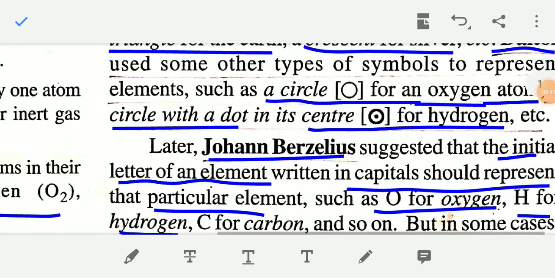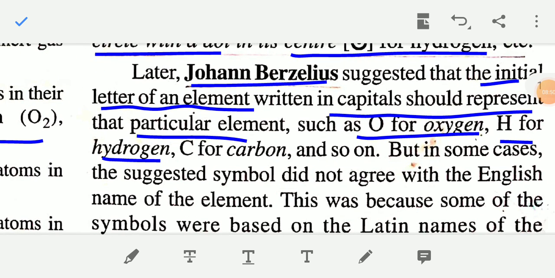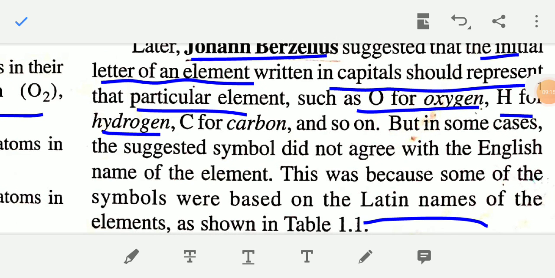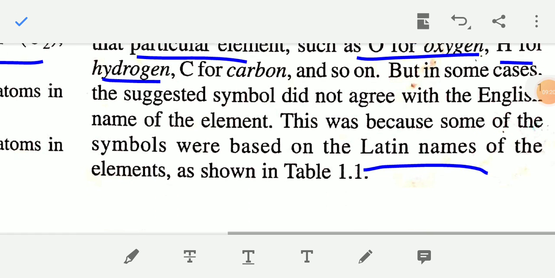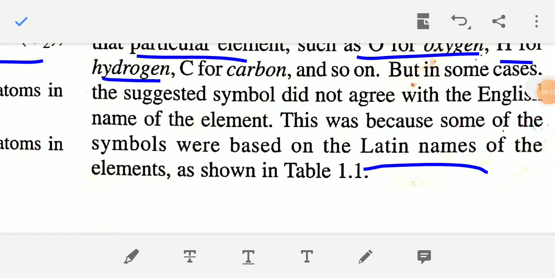Later, Johann Berzelius suggested that the initial letter of an element, written in capital, should represent that particular element. For example, the symbol of oxygen is capital O, symbol of hydrogen is capital H, symbol of carbon is capital C, and so on. But in some cases, the suggested symbol did not agree with the English name of the element. This was because some of the symbols were based on the Latin name of the element.